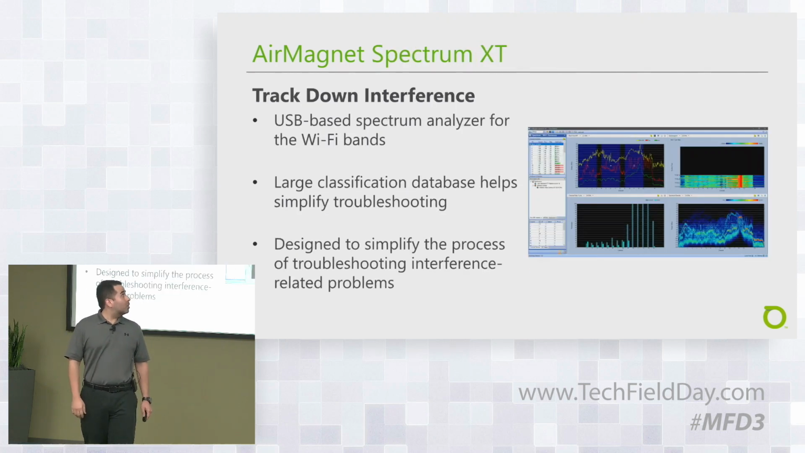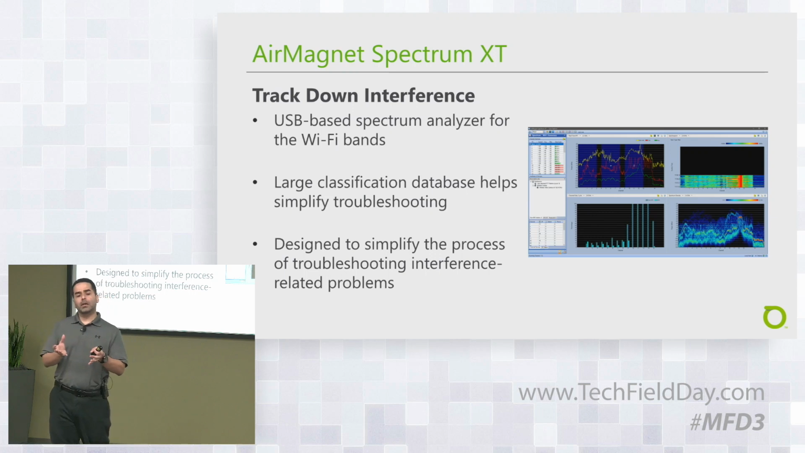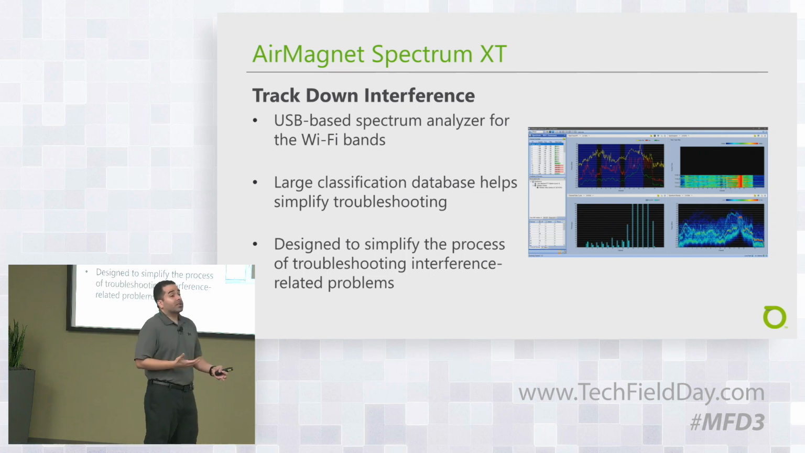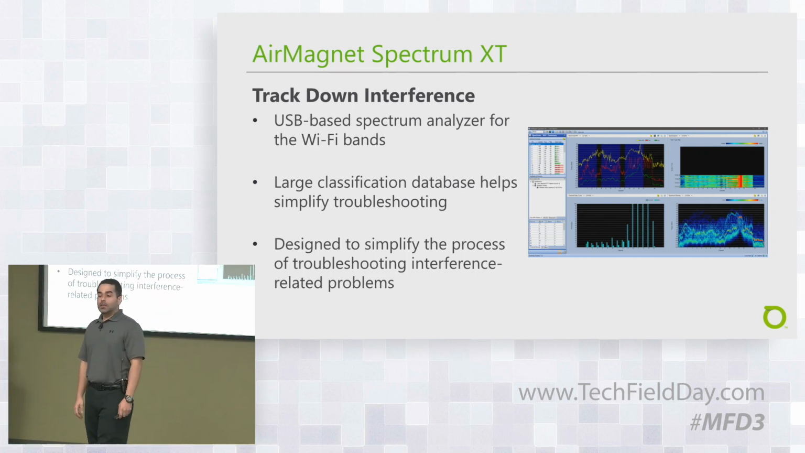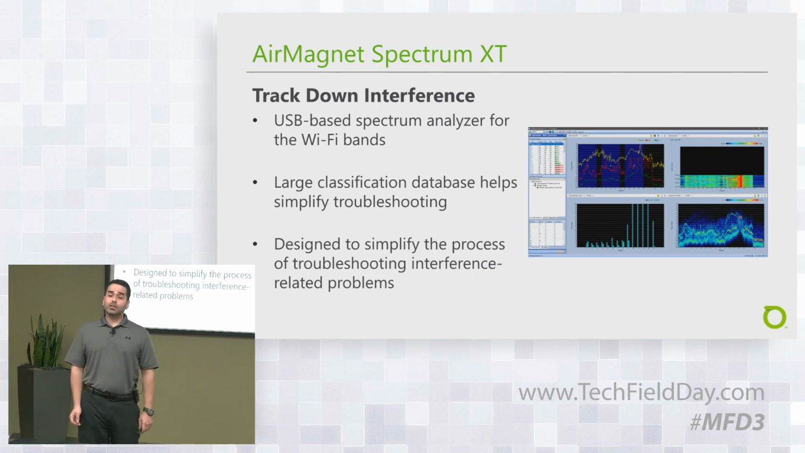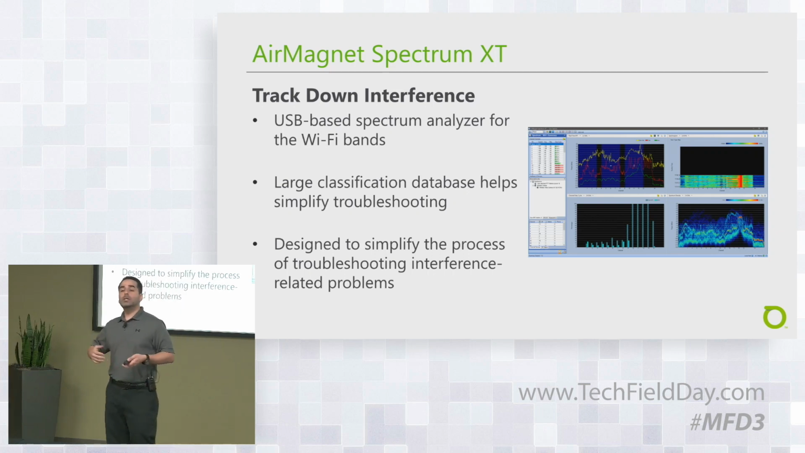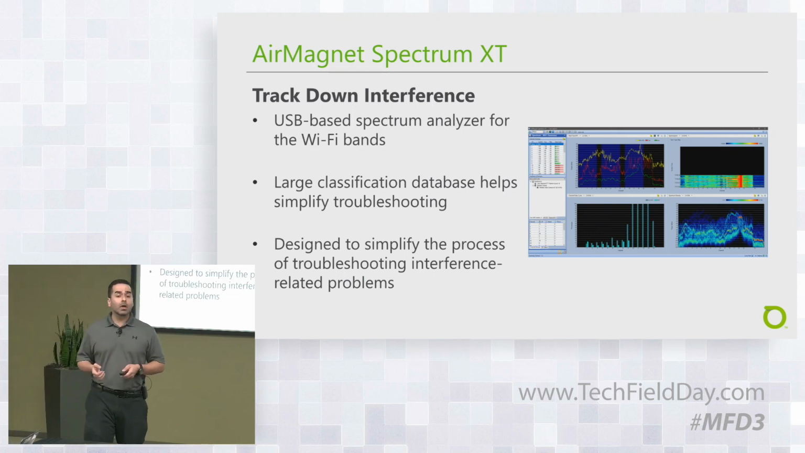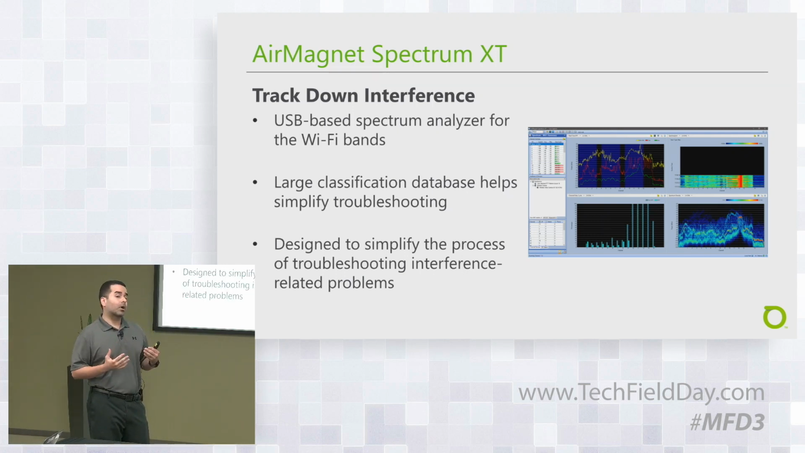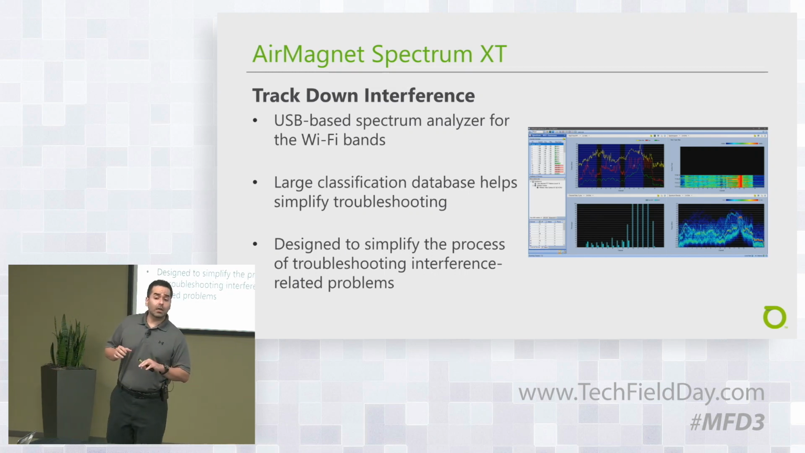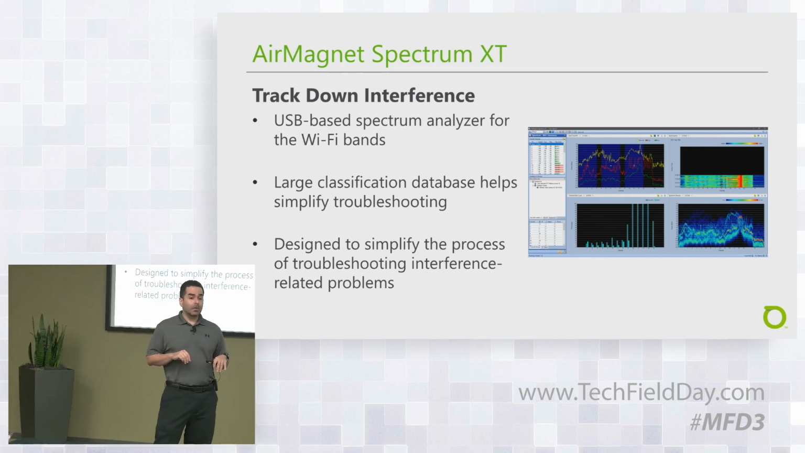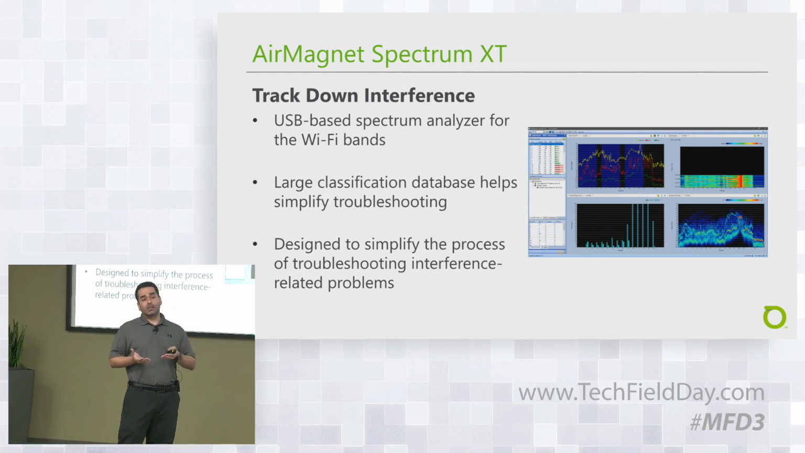And then the last part of the core AirMagnet products is Spectrum XT, which, as the name implies, is a spectrum analyzer. Basically used to troubleshoot problems with interference, caused by both Wi-Fi and non-Wi-Fi. And it has all the basic stuff like duty cycle, FFTs, spectrograms, waterfalls, etc. But one of the most unique parts is that it reads through all that information and is able to automatically identify different sources of interference.